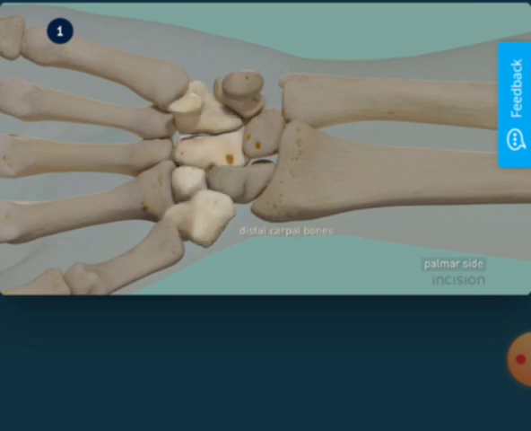The distal carpal bones have less intrinsic mobility compared to the proximal carpal bones. The distal carpal row comprises, most radially, the trapezium. In the middle, the trapezoid and the capitate. And most ulnar, the hamate.